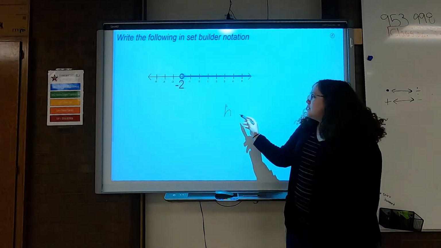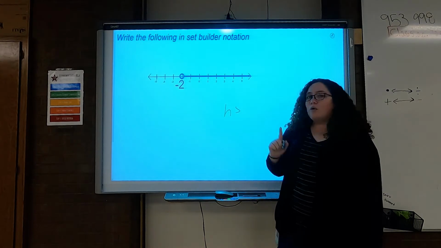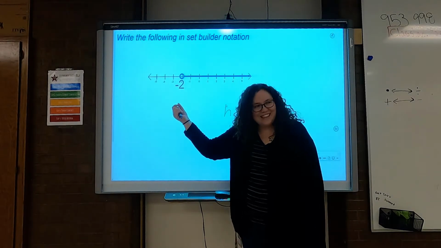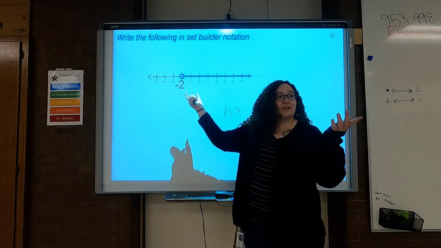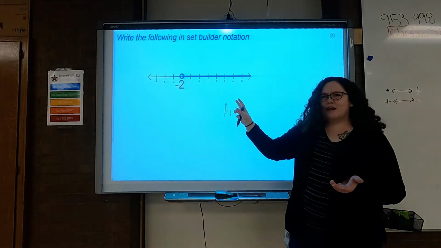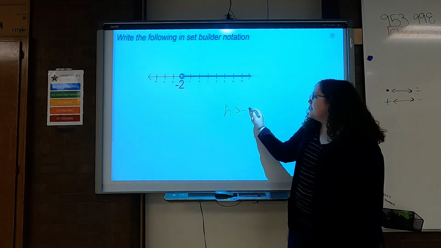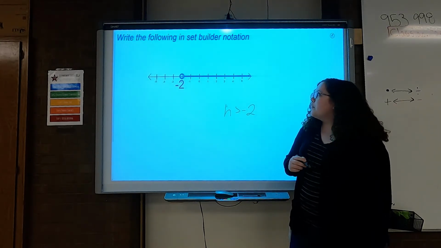So H is going to be greater than, now hold on, is this -2 included? No, it's not, because it's an open circle specifically. It's not a filled in circle, which means we can't include it. We don't put the line below it, but we have a -2. All right, we're partway there already.